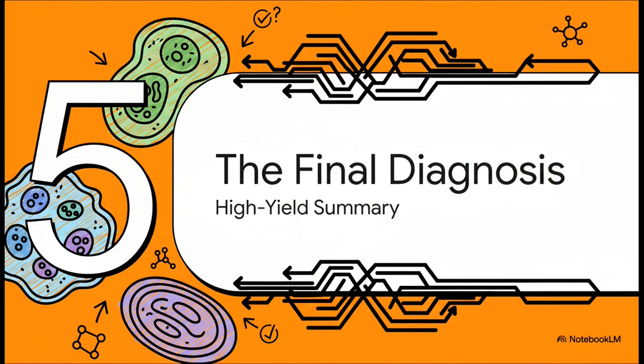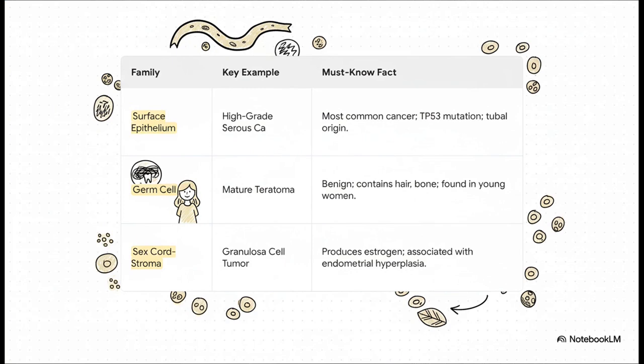So, we've traveled through our 3 big families of ovarian tumors, from the common ones, to the bizarre ones, to the hormonal ones. Now let's bring everything together with one final, high-yield summary slide that will lock these concepts in your mind for good, perfect for that last-minute revision before your exam. Okay, this is your revision cheat sheet. Just remember it like this.